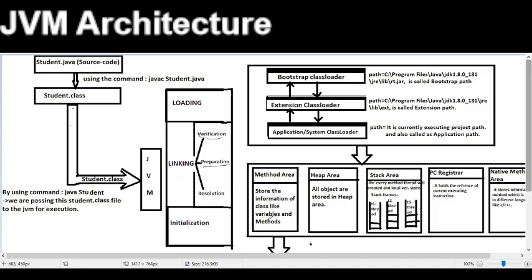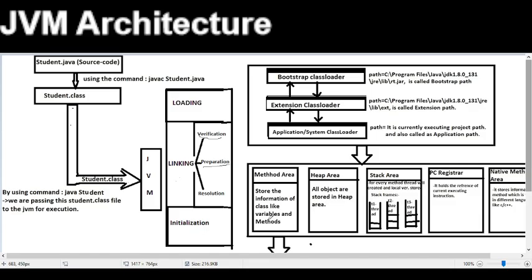And next one is the PC register area. It holds the reference of the next, or we can say current executing instruction's information. And last memory area is the native method area. It holds the information of native methods. Native methods, we can say, are those methods which are written in some another language like C or C++.